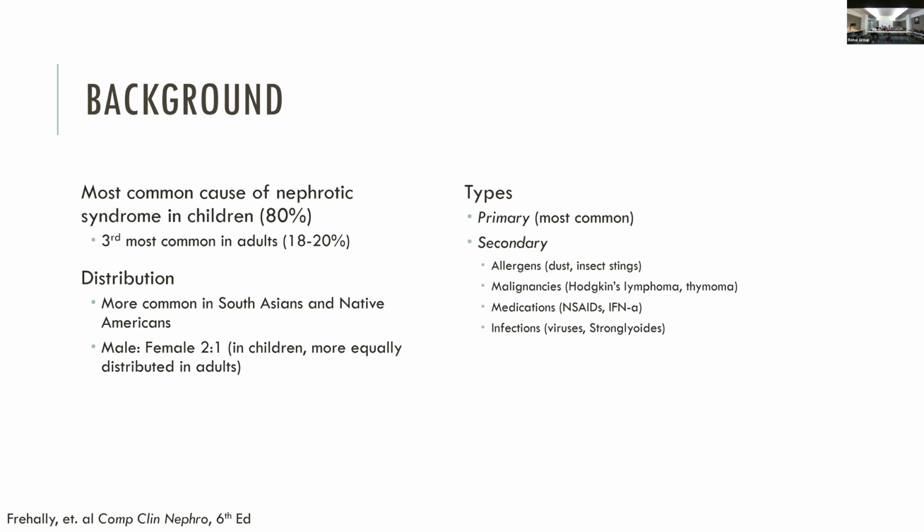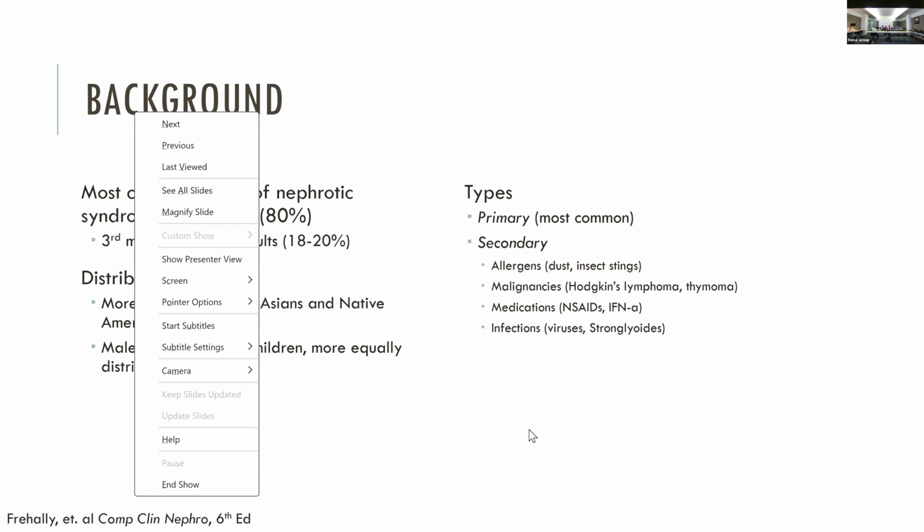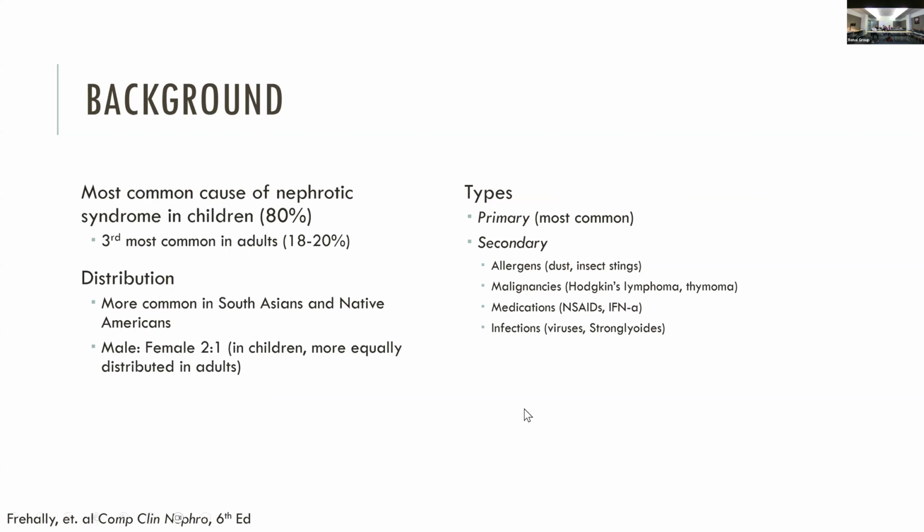Obviously, we have primary minimal change that we know about, but you can have secondary minimal change due to allergens, malignancies. There's a big association with lymphoma, thymomas, medications like NSAIDs, interferon alpha, and then infections like certain viruses.